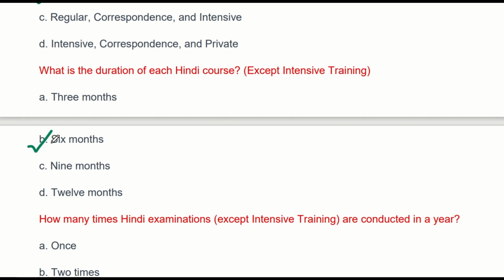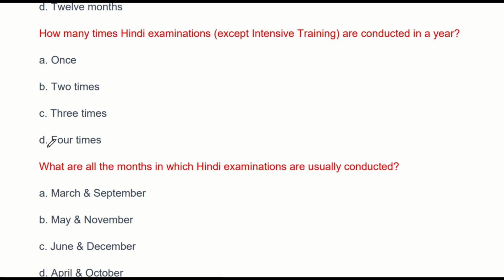6 months. How many times Hindi examinations, except intensive training, are conducted in a year? A. Once. B. 2 times. C. 3 times. D. 4 times. And right option is option B.